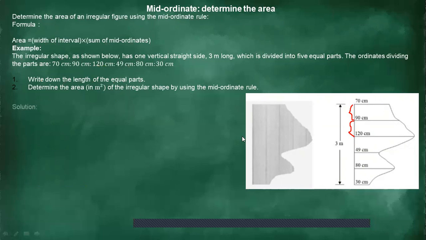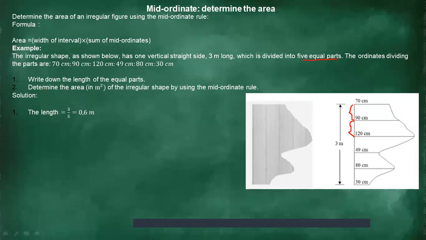So now, in order to determine that, you say the total length, which is 3 meters, divided by the equal parts. In this case, you can see how many parts: 1, 2, 3, 4, 5. It's also given in the scenario that it is 5 parts. Then you divide the total length by those 5 equal parts, and it gives us 0.6 meter. Meaning from the first ordinate, which is 70, to the next ordinate, which is 90, the distance there is 0.6, as well as 0.6, 0.6, 0.6, and the last one is 0.6.